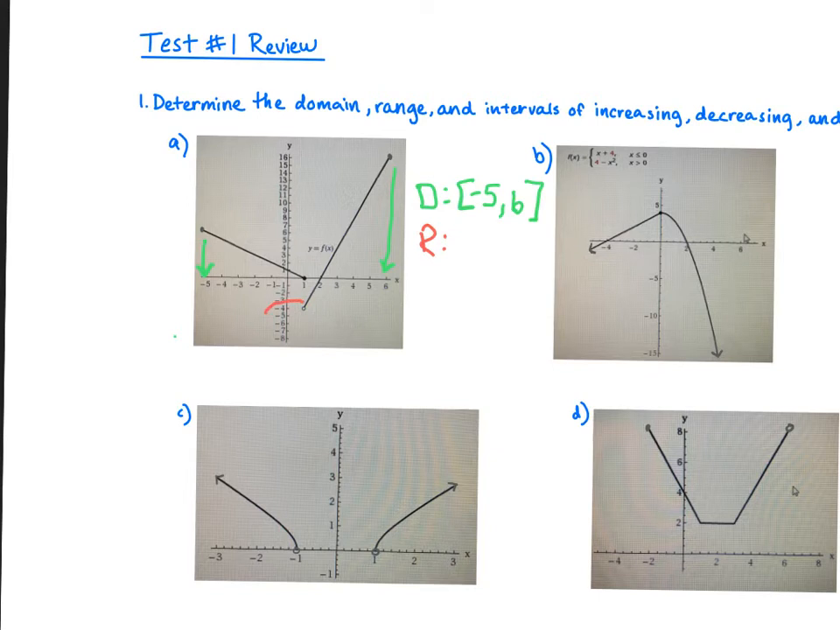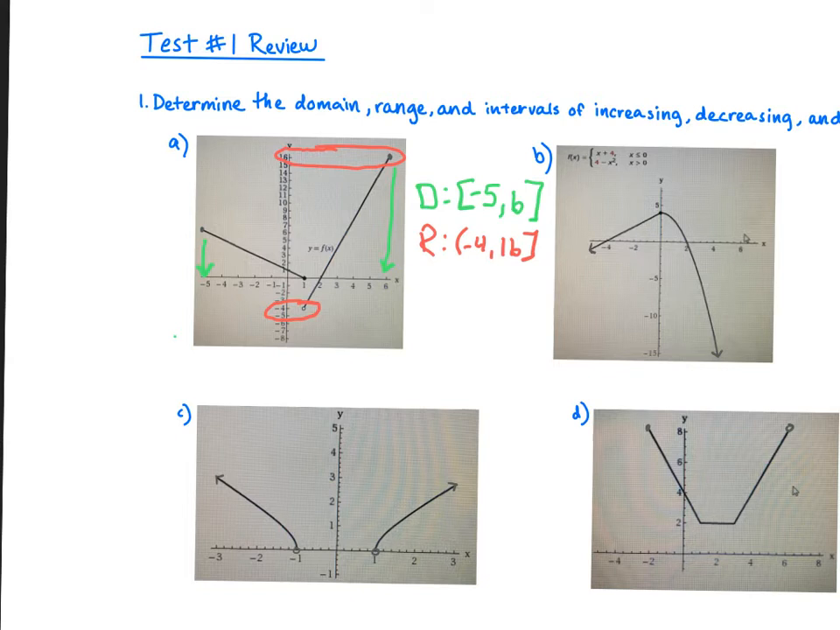So I look at the bottom. The lowest this graph reaches is -4, and your circle is open, so we're going to have a parenthesis. And the highest that this graph goes is 16. So you'll have 16 and you'll have a bracket because that dot is closed.